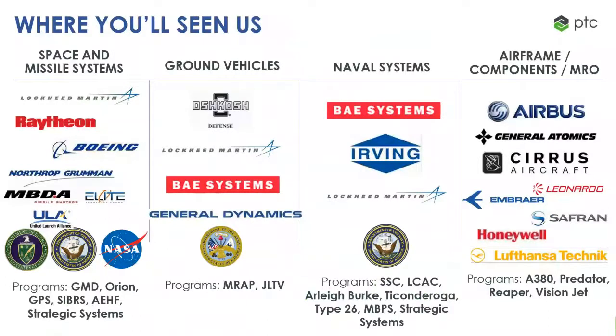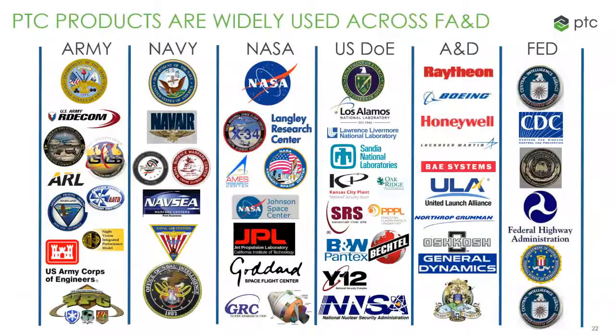Tomorrow when you go out and join the industry, you will see us in aerospace and defense, whether it is space and missile systems, ground combat vehicles, or naval systems. All the companies, like Raytheon, Boeing, MBDA, NASA, BAE, everybody is using PTC licenses. Let me show you one more slide with a few more names, particularly in Army, Navy, NASA, and FAA.